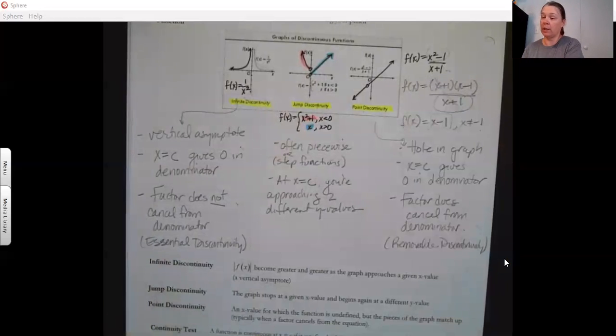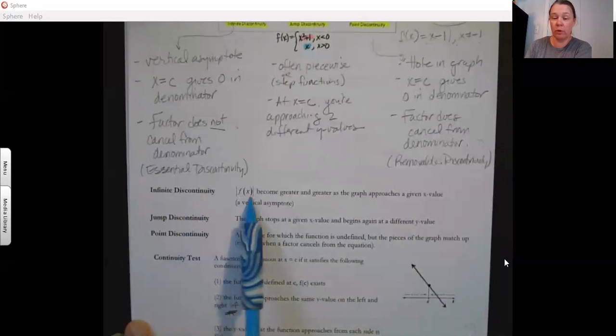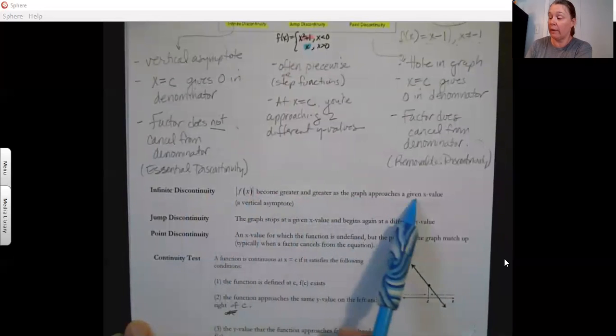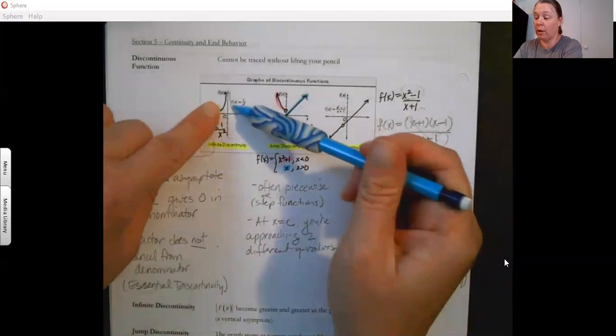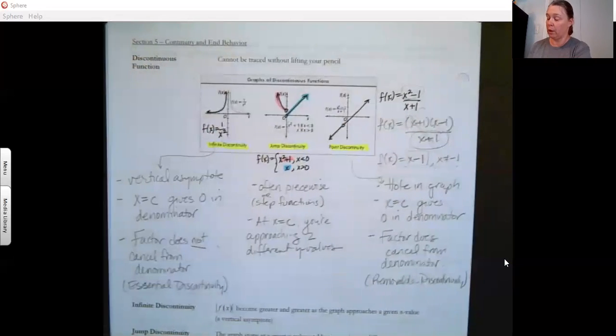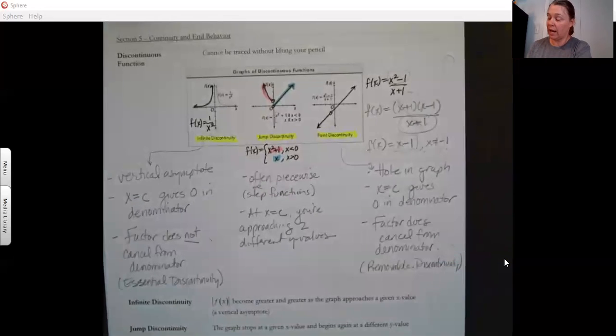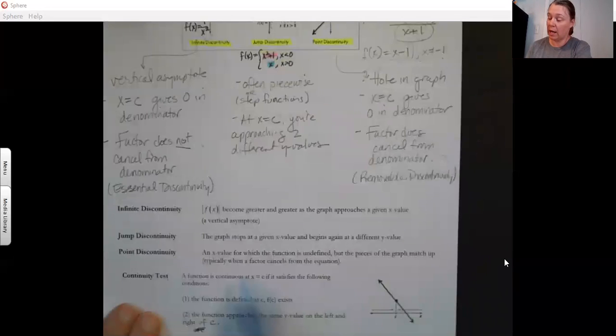All right, so down here are some more formal descriptions of what's going on with each of these discontinuities. So another way we can describe the idea of having a vertical asymptote is that the absolute value of the function, right, so like the y values, become greater and greater as the graph approaches a given x value. Okay, that yields a vertical asymptote. So if I think about it, as these y values get bigger and bigger and bigger, they just keep going up, up, up, up, up, right? So that means they're approaching this vertical asymptote. Okay, jump discontinuity, the graph stops at a given x value and then begins at a different y value. Point discontinuity, an x value for which a function is undefined, but the pieces of the graph match up, typically when a factor cancels from an equation.